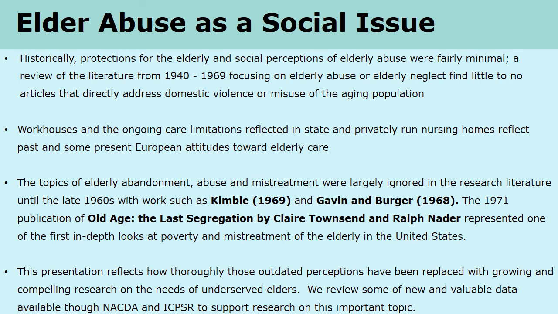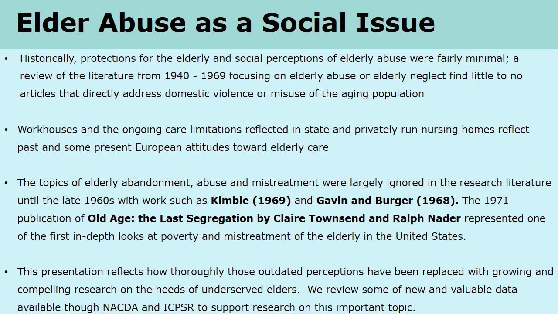Historically, protections for the elderly and social perceptions of elderly abuse were fairly minimal. A review of the literature from 1940 through 1969 focusing on elderly abuse or elderly neglect finds little to no articles that directly address domestic violence or misuse of the aging population. Workhouses and the ongoing care limitations reflected in state and privately run nursing homes reflect past and some present European attitudes towards elderly care. The topics of elderly abandonment, abuse, and mistreatment were largely ignored in the research literature until the late 1960s with works such as Kimball, 1969, and Gavin and Berger, 1968.